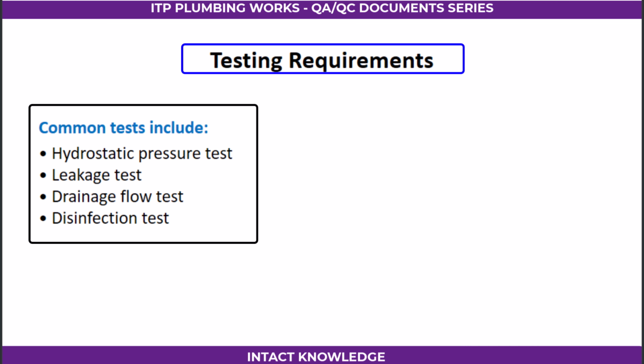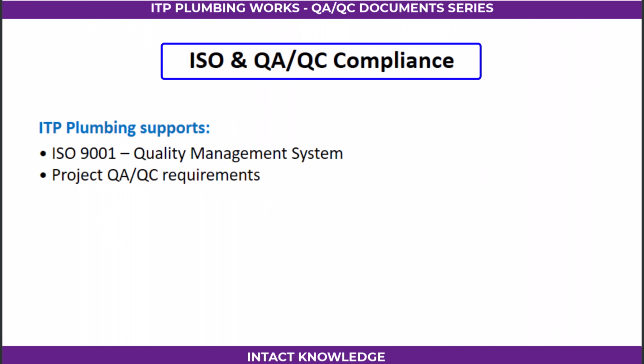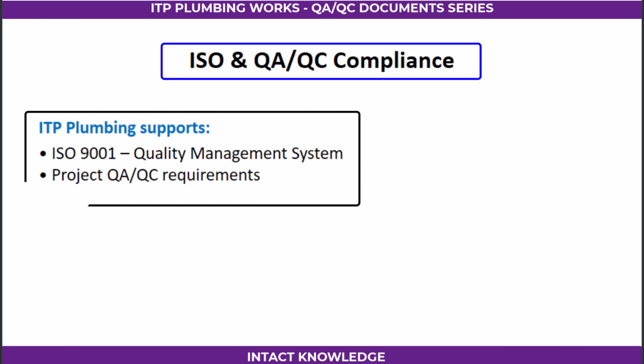Relation between ITP and method statement. Method statement defines how work is executed. ITP defines when and what to inspect and test. Both documents are mandatory for quality control. ISO and QA/QC compliance. ITP plumbing supports ISO 9001 quality management system and project QA/QC requirements.